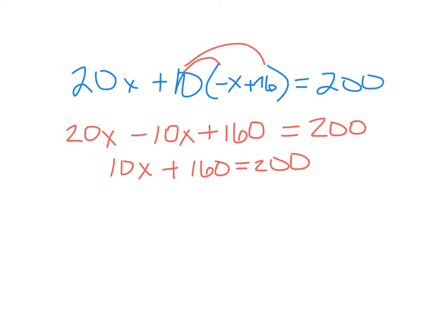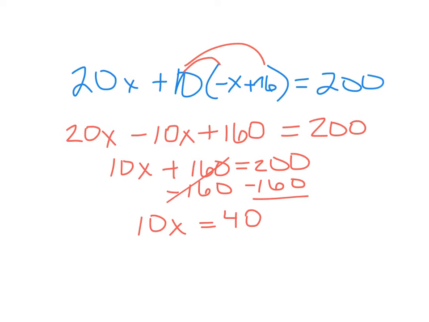Now, to get the x by itself, I move the 160, which I would do what? You would subtract. So I get 10x equals, what's 200 minus 160? 40. Good. And to get the x by itself, I do what? Now you divide. Yep. So x equals, what is 40 divided by 10? Okay, so I have 4 x's, which means I have 4 $10 bills.